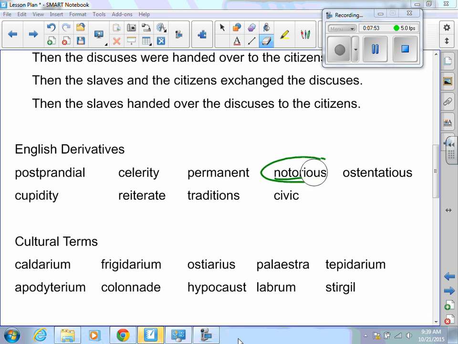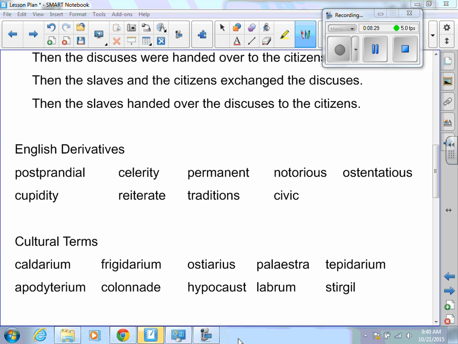Ostentatious from ostentus, which means to show. So this is very showy or elaborate. Cupidity, which has to do with Cupid. Cupid is the god of desire. If we desire too much, we are greedy. Cupidity is greedy. Reiterate. Re is again. Itero, I know that you haven't had this one, but in Latin that means to do for a second time. So this is kind of a redundancy, but it means to redo for a second time. So reiterate is to say something again.